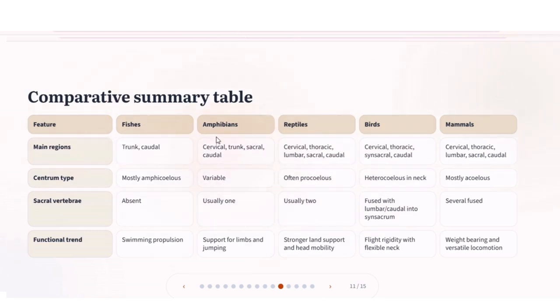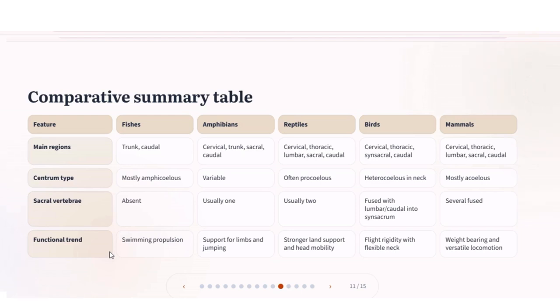It is variable in amphibians, often procoelous in reptiles. A heterocoelous neck is present in birds, and acoelous centra with intervertebral discs are present in mammals. Sacral vertebrae are absent in fishes. One is present in amphibians. Usually 2 are present in reptiles, and they are fused with the lumbar and caudal vertebrae into the synsacrum in birds. There are several sacral vertebrae, usually 5, in mammals.